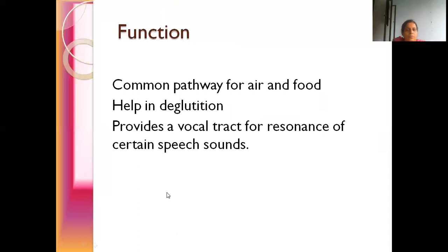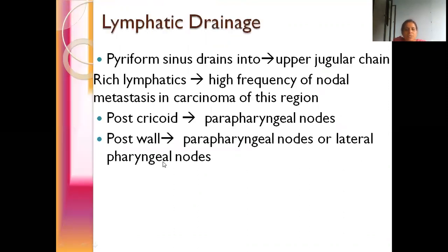Now see here, this laryngopharynx is a common pathway for air and food. It helps in deglutition and it also provides a vocal tract for resonance of certain speech sounds.